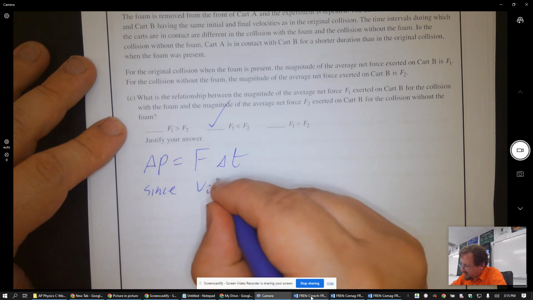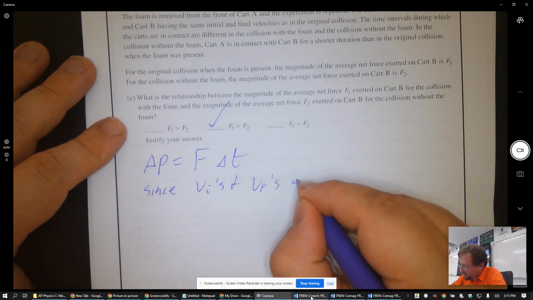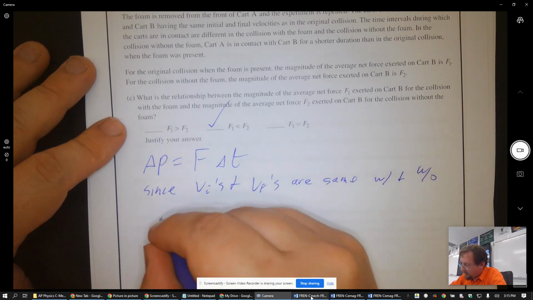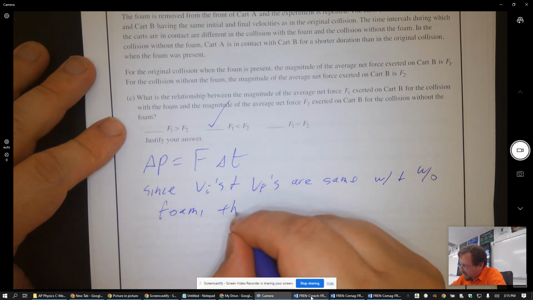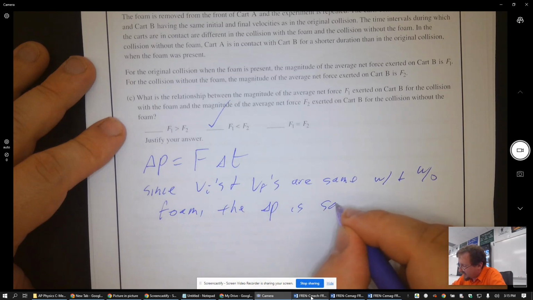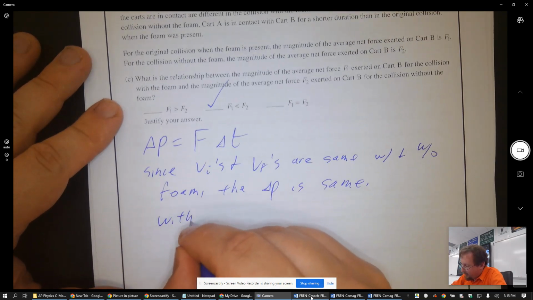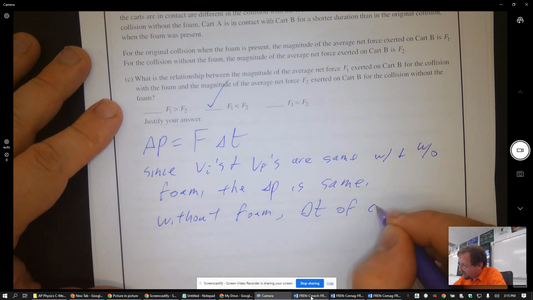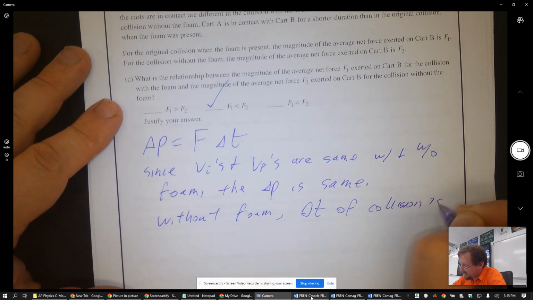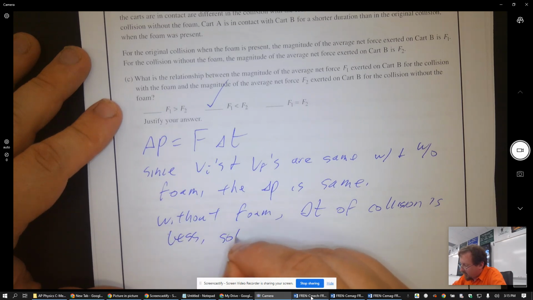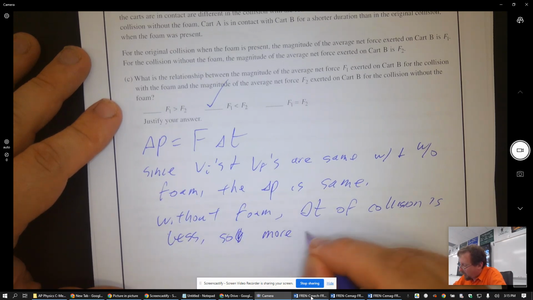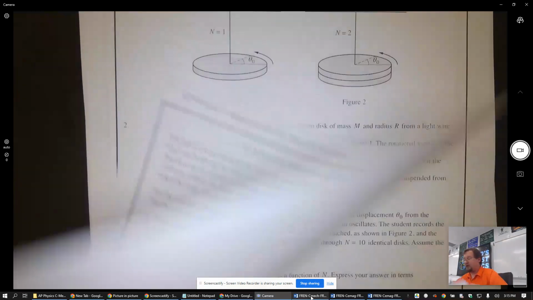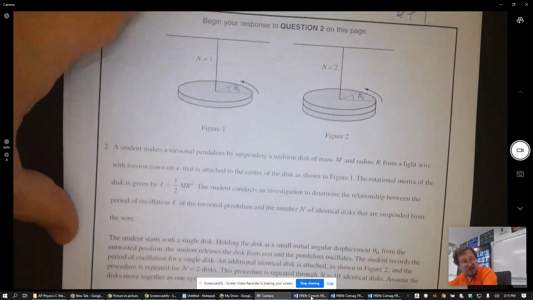Since the V initials and V finals are the same with and without the foam, the delta P is the same, right? Without the foam, the delta T of the collision is less. So more force without the foam. And that should be pretty easy for anybody to figure out. All right. That was just question 1 of each set.